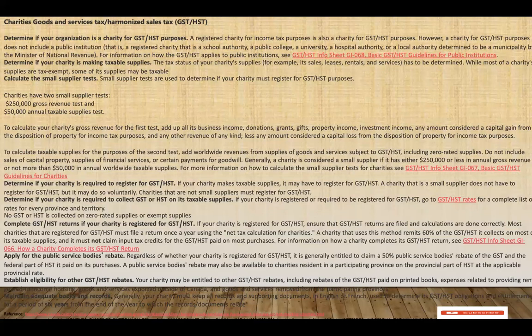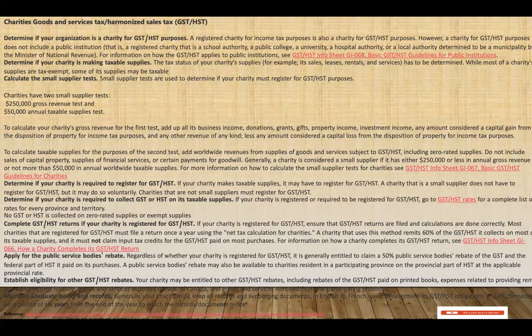So you determine if your charity is making taxable supplies. The tax status of your charity supplies, for example sales, leases, rentals, and services, has to be determined. Most of the charity supplies are exempt, while some of each supply may be taxable.